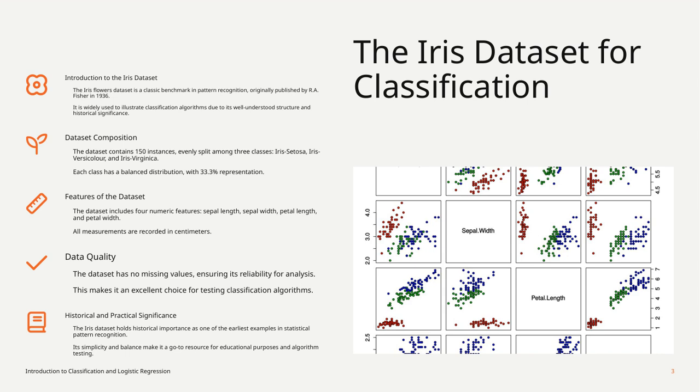The dataset itself contains 150 instances, evenly divided among 3 different classes: Iris setosa, Iris versicolor, and Iris virginica. Each class has an equal representation, with about 33.3% of the data, ensuring a balanced dataset that's great for training and testing classification models. In summary, the IRIS dataset is a fundamental resource in pattern recognition. Its well-documented structure, balanced classes, and high data quality make it an excellent starting point for understanding and applying classification algorithms, including logistic regression, which we'll explore further in this presentation.